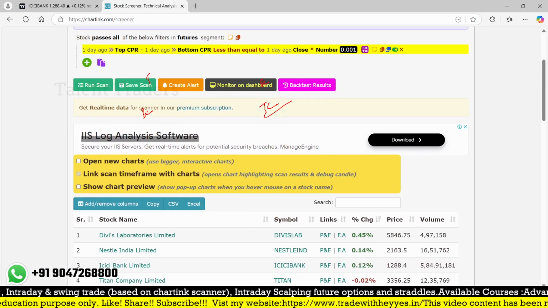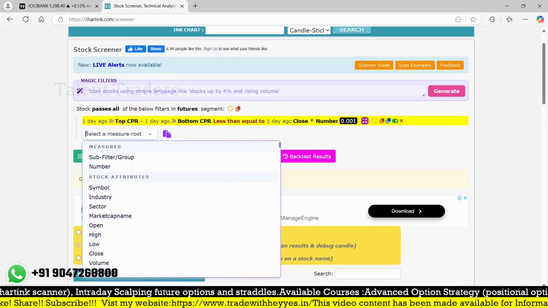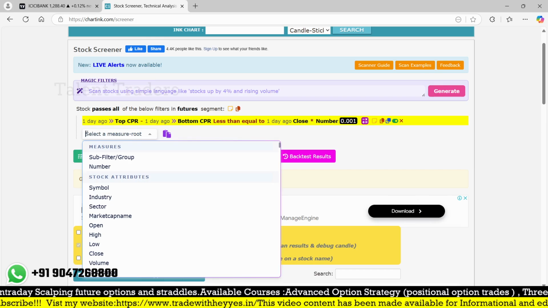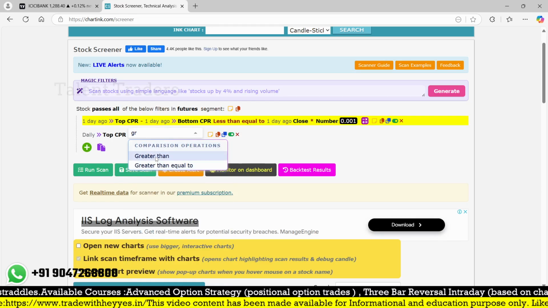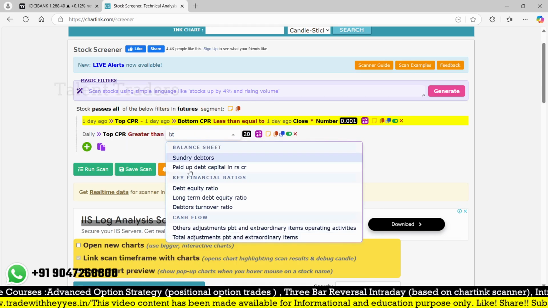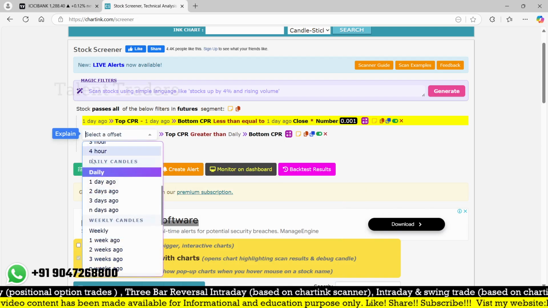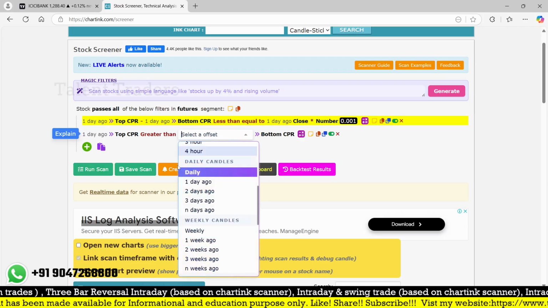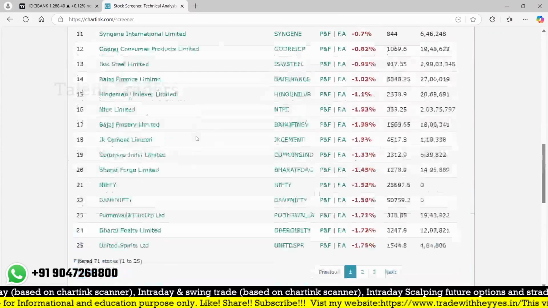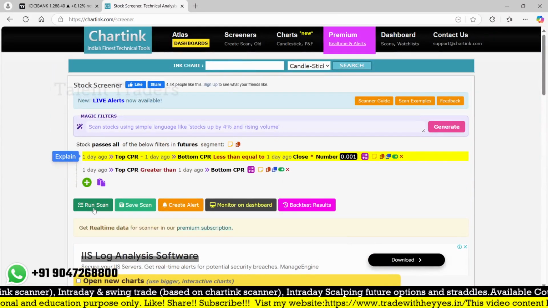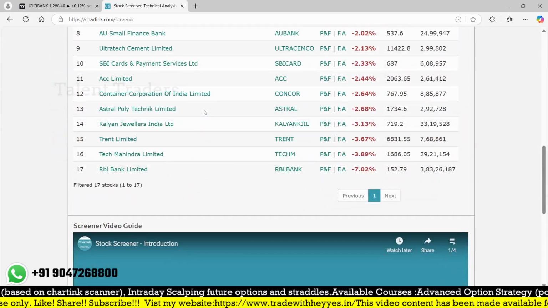So the same pattern, I'm just trying shifting that one more thing. In top CPR, that would be greater than bottom CPR. If you are using this condition, that will be fetching you. So I'm just using 1 day ago. If you are seeing almost in the futures category, 71 stocks are there, I want to find out the perfect narrow CPR along with that. So you can see now it is 17 stocks only.